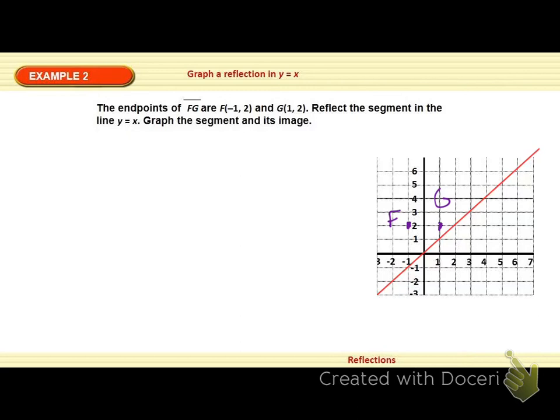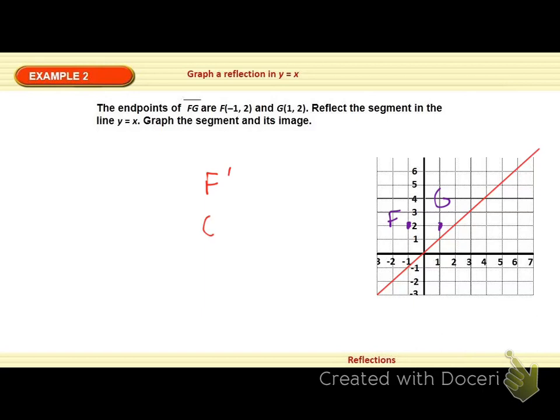Now, we can't find the distance between the point and the line as easily now because it's not a vertical or a horizontal line. You'd have to end up using distance formula and all that kind of mess, and we don't want to do that. So what we're going to do instead is use our rules. There are some rules that were already developed for us.